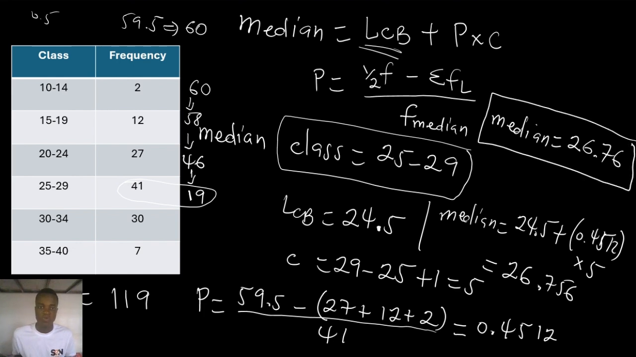You need to check that it falls within the median class. The median class starts from 25 to 29, and 26.76 falls within that range. So yes, that's the median class. This is the solved example using this table to find the median. I hope you have followed the process. Watch the previous video to understand how it's done, and then follow this example and solve more questions on your own in finding the median of data type 3. See you in the next session.